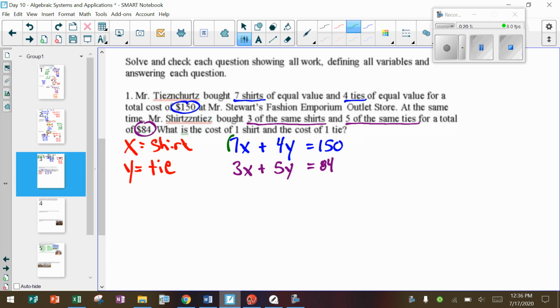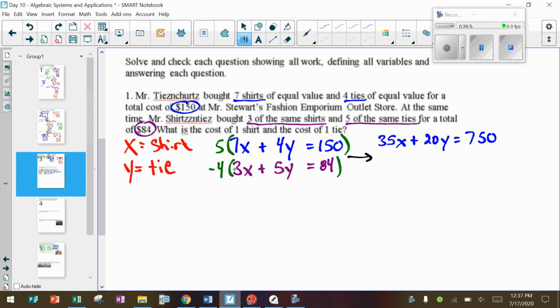So I will multiply the first equation by the 5 and the second equation by the 4. Since they are both plus, I'm going to make the 4 a negative. Now I'm going to distribute and rewrite my equations. So 5 times 7 is 35. 5 times 4 is 20. And 5 times 150 is 750. For the second equation, I'm going to distribute in the negative 4.